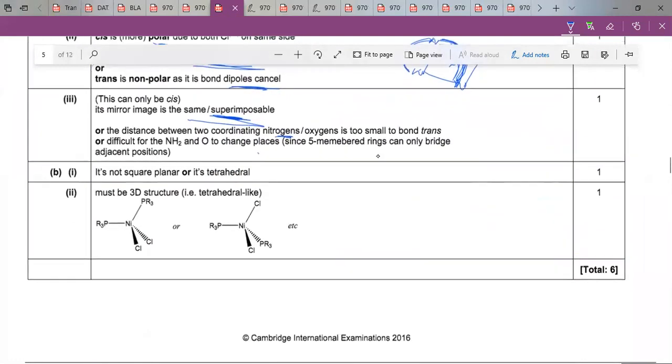See, okay, see? It's not square planar, but tetrahedral. It must be 3D, tetrahedral like this, okay? See now, one coming out, right? And of course, either this or this, because it doesn't matter. You can exchange this, whatever. So you can see here how they come out.